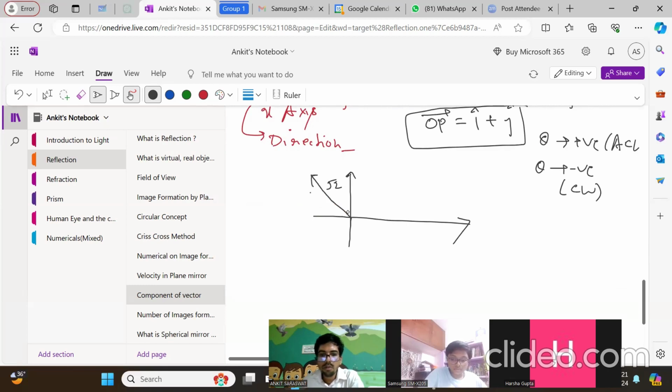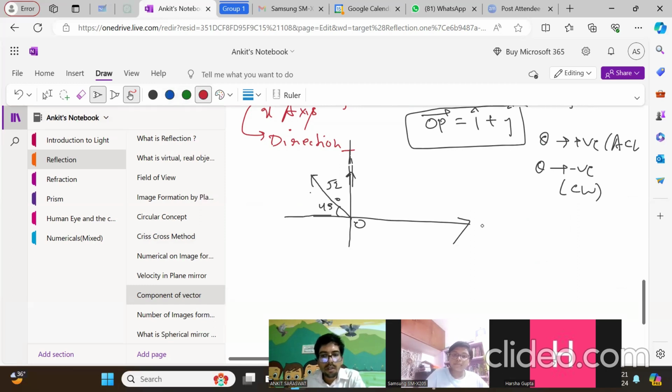This is root 2. This is 45. Tell me the horizontal and vertical component. Now our vector is like this. This is OP. This is 45. Clear? Yes, sir. Simply, very easy question. Should I solve? Minus i minus j, sir.